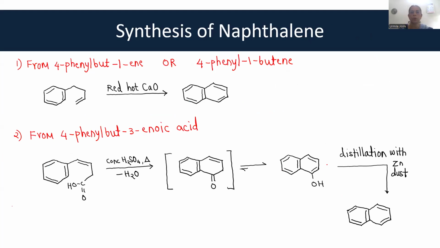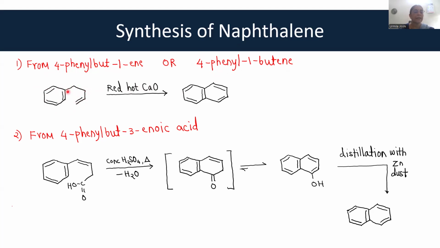Now, coming to synthesis of naphthalene. Okay, naphthalene can be obtained by coal tar distillation, but naphthalene can also be prepared in the laboratory. So there are 3 methods for synthesis of naphthalene. The first method among them is from 4-phenyl-but-1-ene or 4-phenyl-1-butene. Just see, this is phenyl, 1, 2, 3, and 4. So you start numbering from here, 1, 2, 3, 4. At the 4 position, there is phenyl. So this is 4-phenyl-butene.